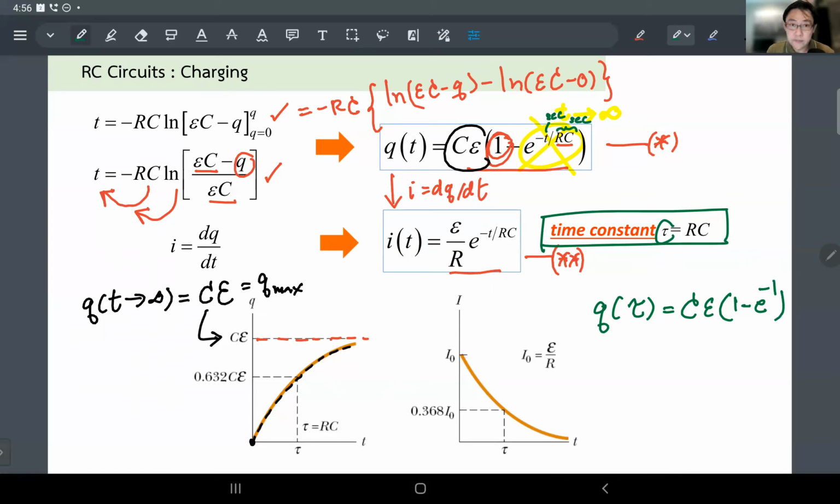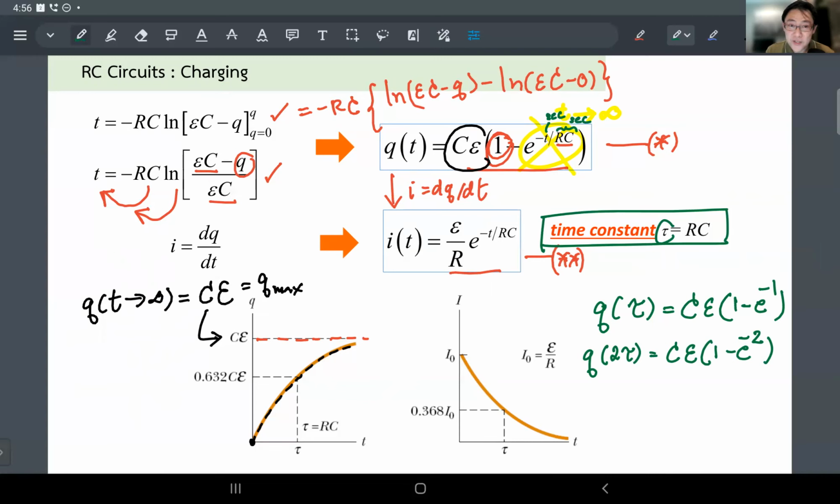Okay. If I want to see what happened at 2 time constants, you know right away it's going to be 1 minus E to the negative 2, regardless of the RC value. So we can speak about the same value all the time.